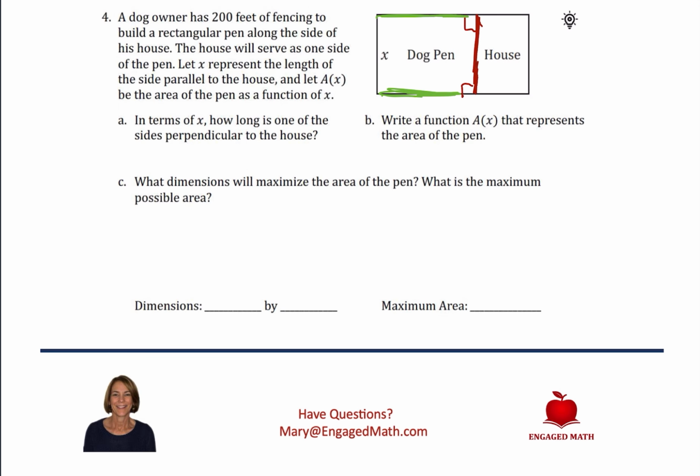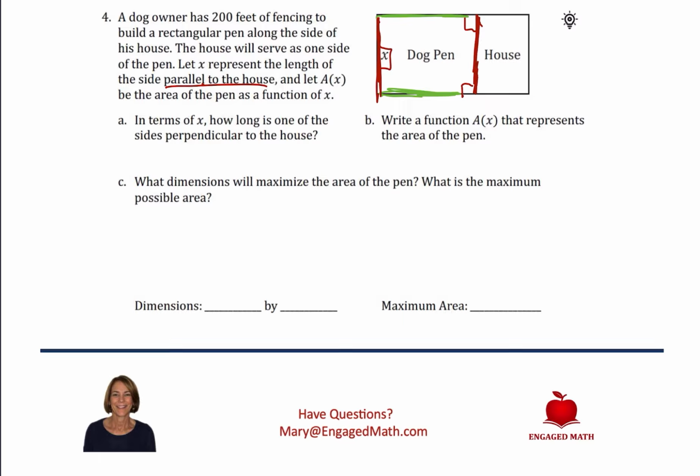And I want to really emphasize that the side that was given is going to be this side. It's not really given as a number, but it's the variable x, because they told us to let x represent the length of the side parallel to the house. So the red side is x, and the green sides, we're going to figure out how to write that.